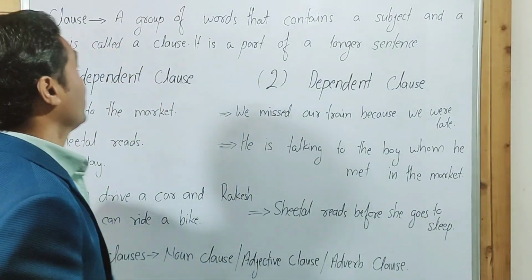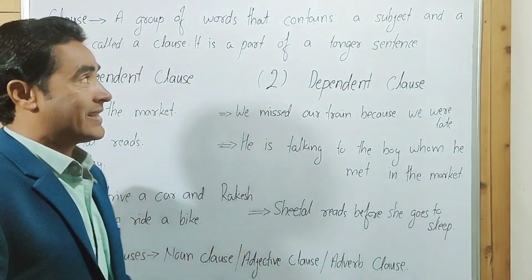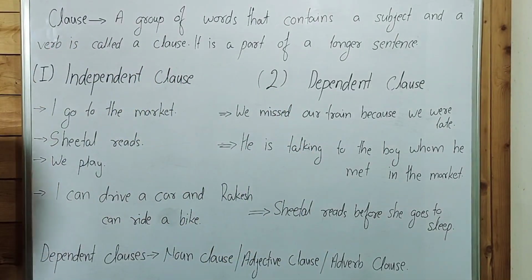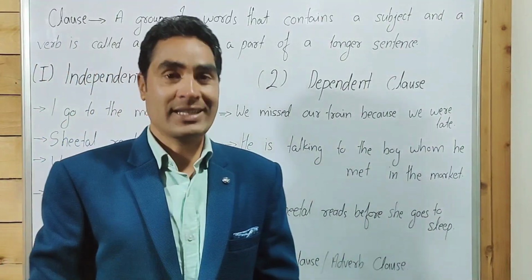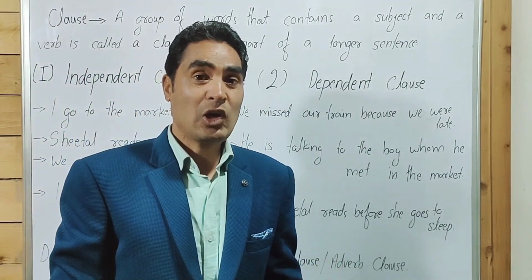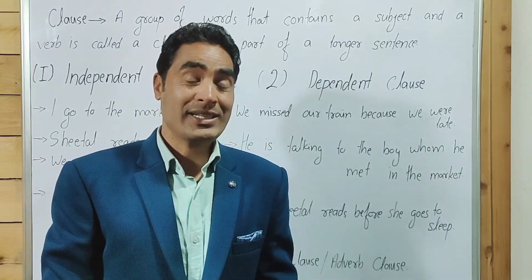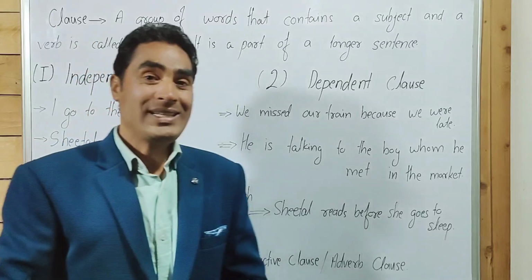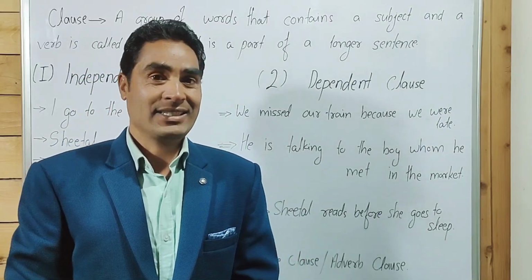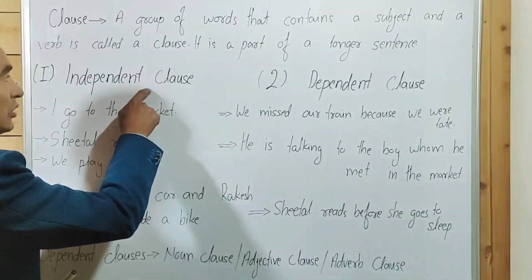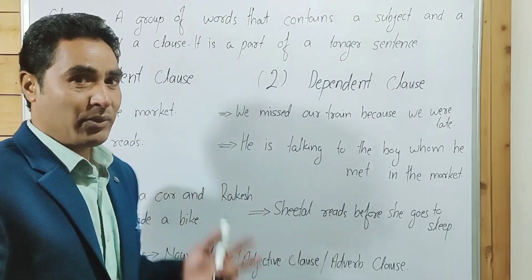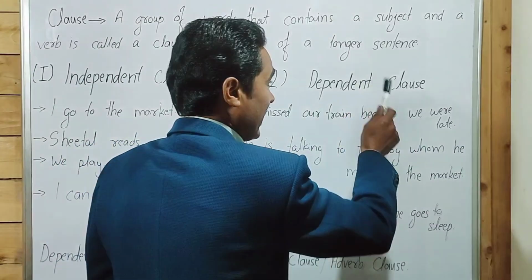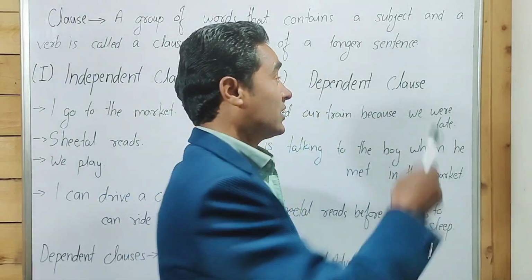What is a clause? A group of words that contains a subject and a verb is called a clause. It's a part of a longer sentence. Sometimes clauses can stand alone, some clauses cannot stand alone. We have 2 basic types of clauses in English. Independent clause, also known as a main clause or principal clause. And second is dependent clause, also known as a subordinate clause.